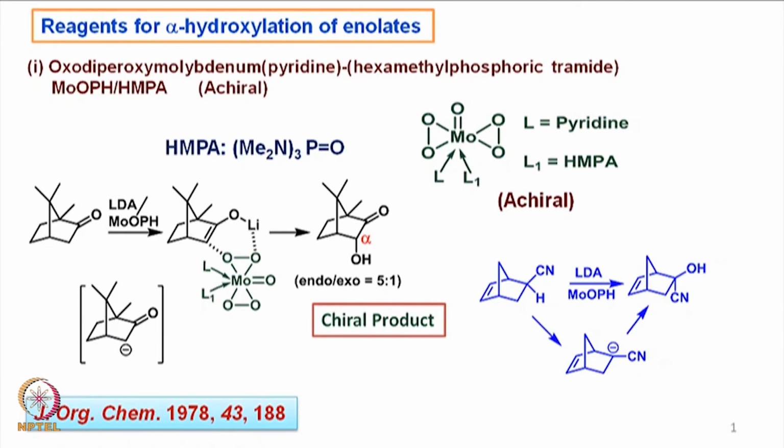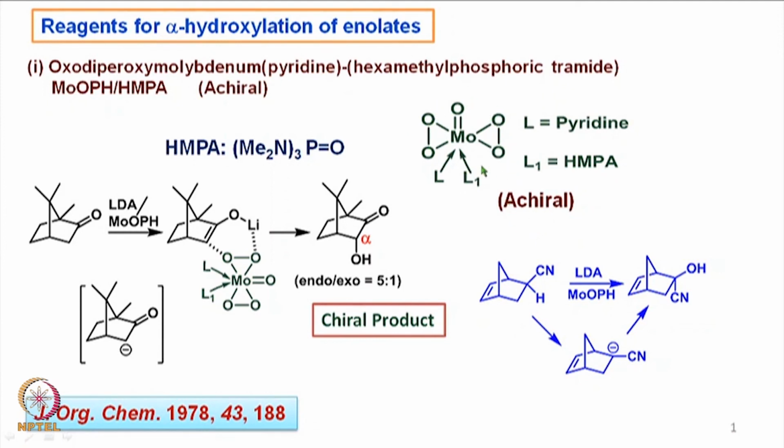Now, what are the reagents for the alpha hydroxylation of enolates to form chiral alpha hydroxy ketones? One of the reagents that has been used is oxodiperoxy molybdenum pyridine hexamethyl phosphoric triamide complex, which is shown here. This L is pyridine and L1 is HMPA, which is hexamethyl phosphoric triamide. So, these two are the ligands which are achiral, and therefore, this particular complex is an achiral complex.